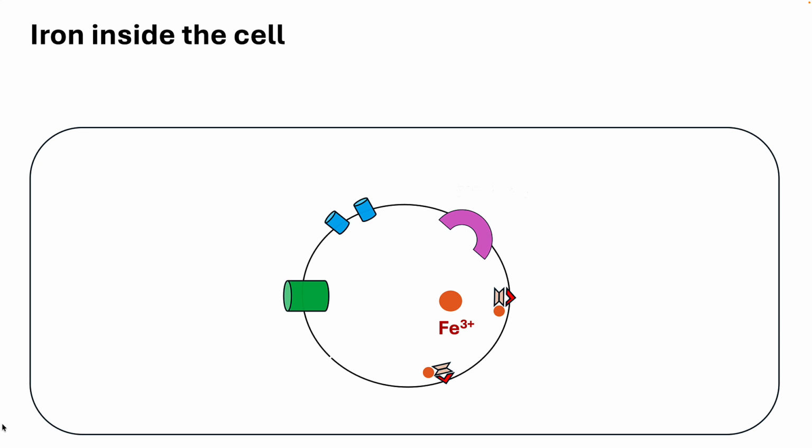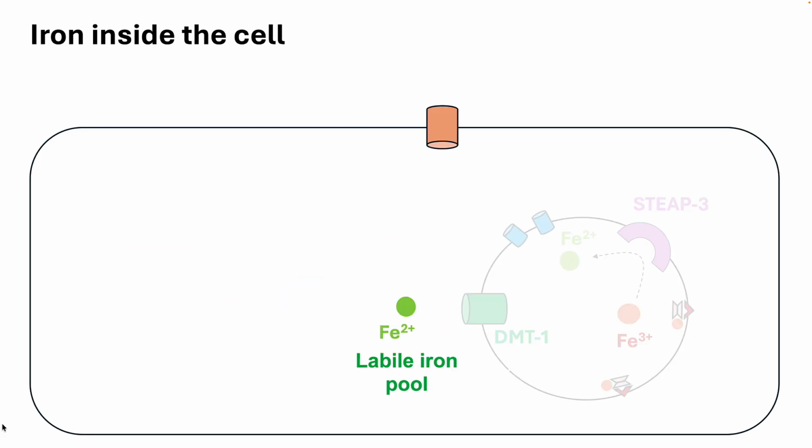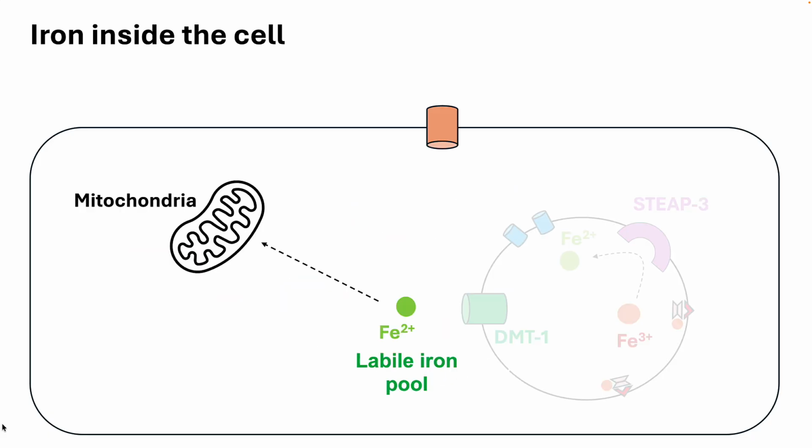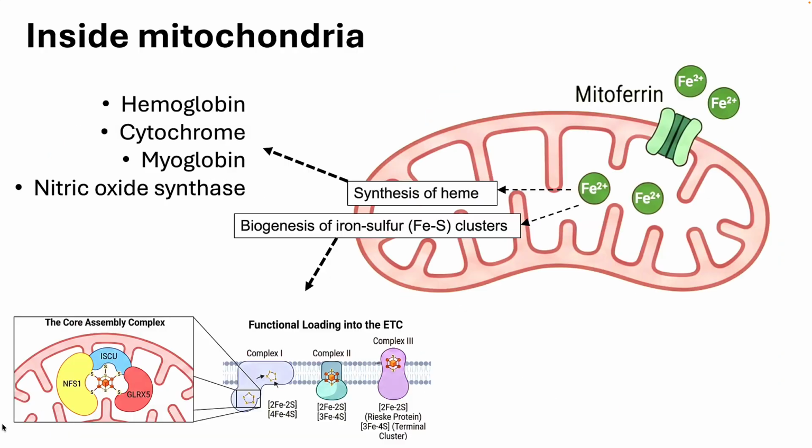So cells use another metal reductase located in the endosomal membrane called STEAP3. And STEAP3 reduces this ferric back into the ferrous state. And once in its ferrous form, another transporter called divalent metal transporter will transport the ferrous form out of the endosome. And this ferrous form constitutes something we call a labile iron pool inside the cell. Now this ferrous form has 3 fates. It can be used for metabolic processes by mitochondria, stored as ferritin, or transported out via ferroportin.